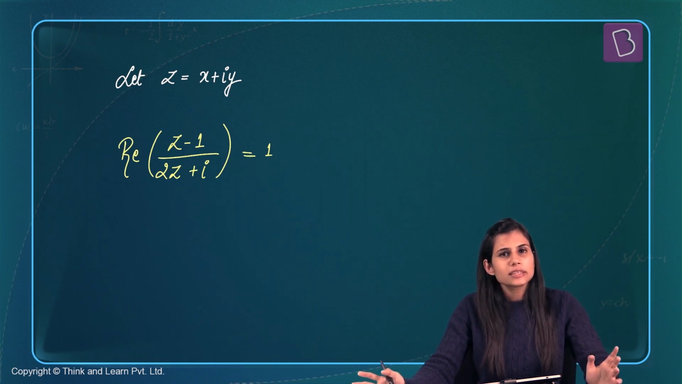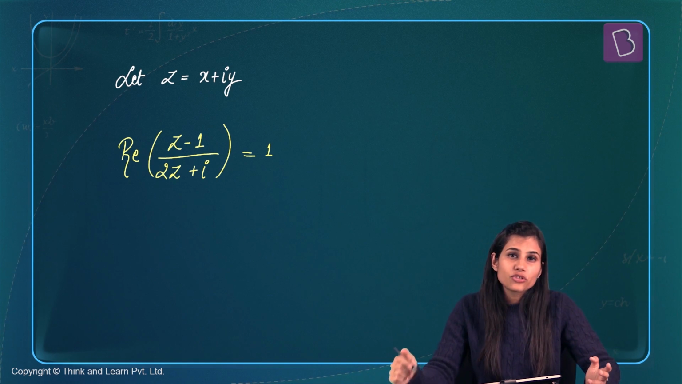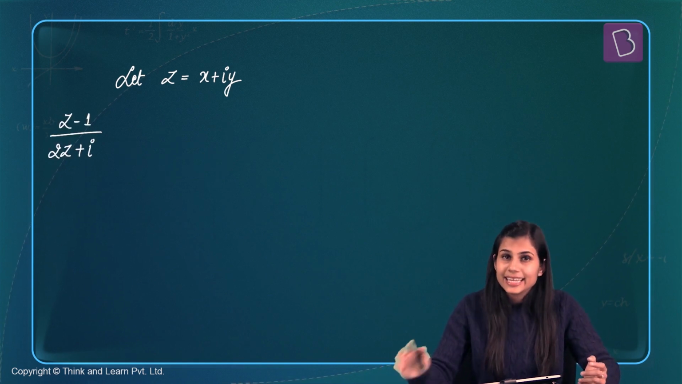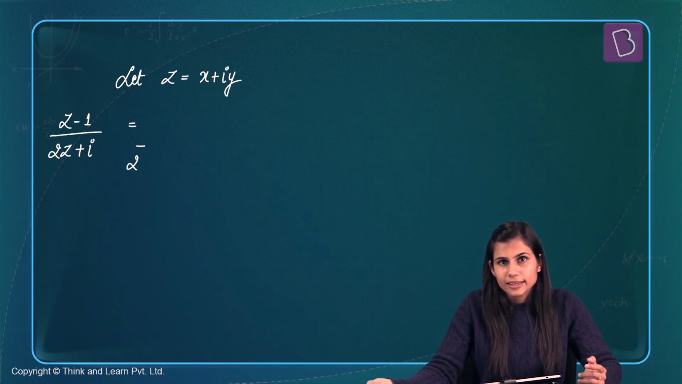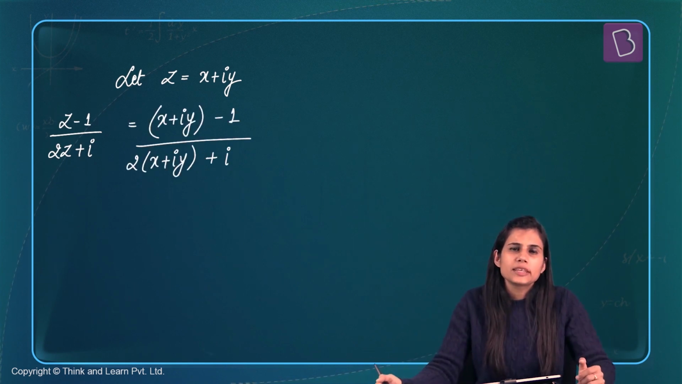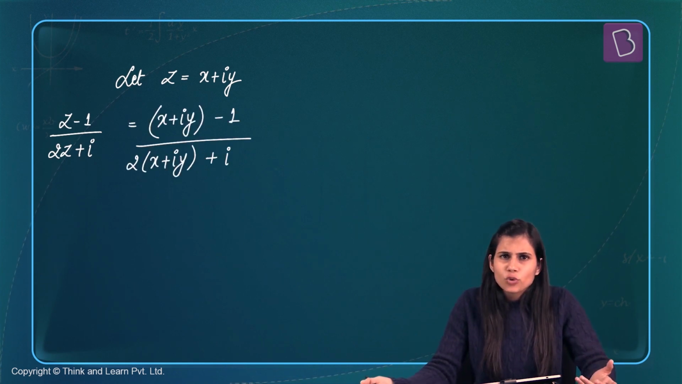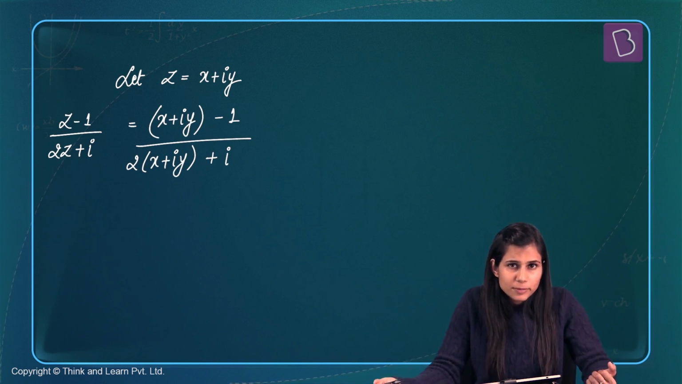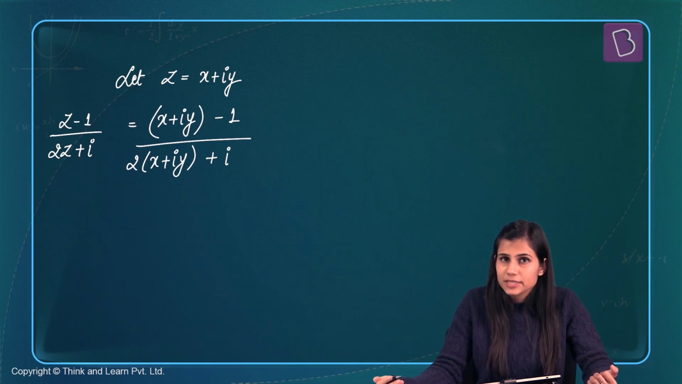So of course the drill in such questions is pretty straightforward. We try to actually compute z minus 1 upon 2z plus i in terms of x and y. Right? Because that is going to take us towards the very locus of z. So without any further ado, let's just do this. We have z minus 1 upon 2z plus i. In place of z, you plug in x plus iota y.